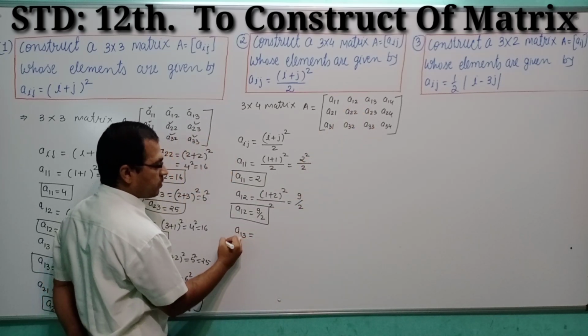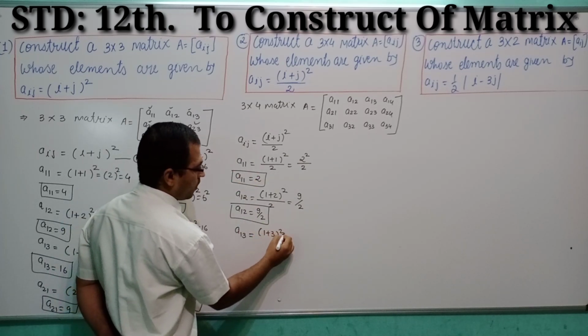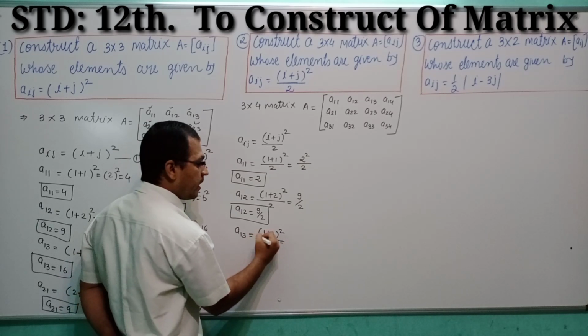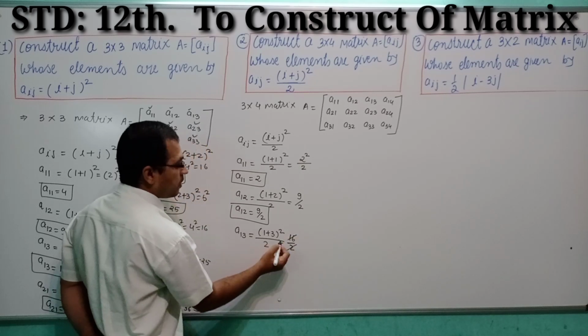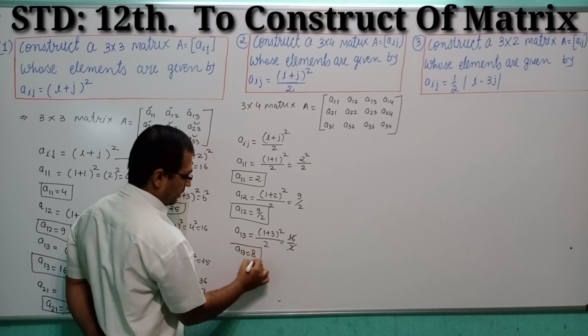A13, the value of i is 1 and the value of j is 3. So (1 plus 3) whole square divided by 2. (1 plus 3) whole square, 4 square, 16 divided by 2. So you can find out the value of A13 is equal to 8.